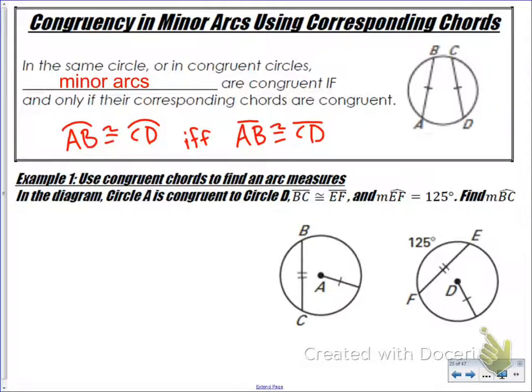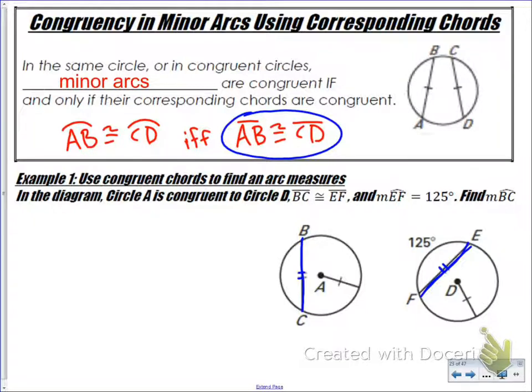So example one is just an extension of this. We're just going to apply the property of congruent minor arcs. We're given congruent circles. We have circle A and circle D. Those radii are congruent to each other. We're also given that EF and BC are congruent with the two tick marks here as well. So that's the second part of this. The two segments are congruent to each other. So therefore, because those chords are congruent, we can also say their arcs are congruent.